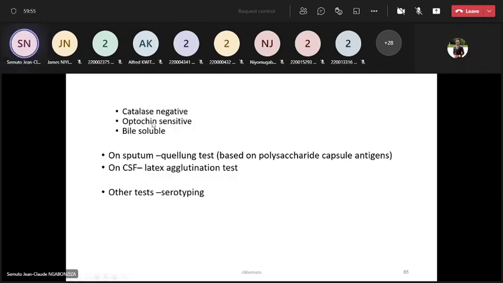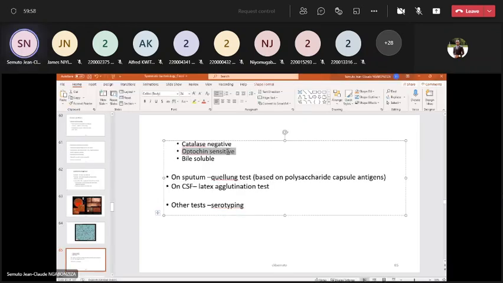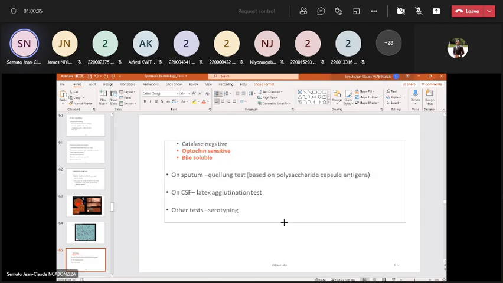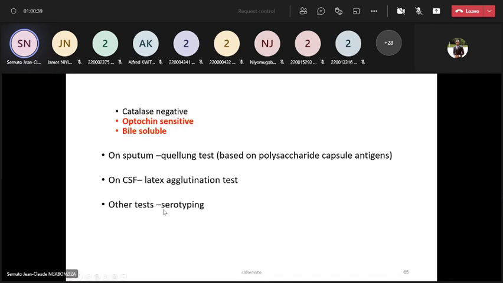Catalase negative, optochin positive, and they are bile soluble. So the bile can lyse the colony. These are two criteria to differentiate Streptococcus pneumoniae from other streptococci. On sputum, you can do the Quellung test, which is based on the polysaccharide capsule antigen. You can use latex agglutination, which is more for the diagnosis of meningitis, or you can do serotyping and other tests to diagnose.